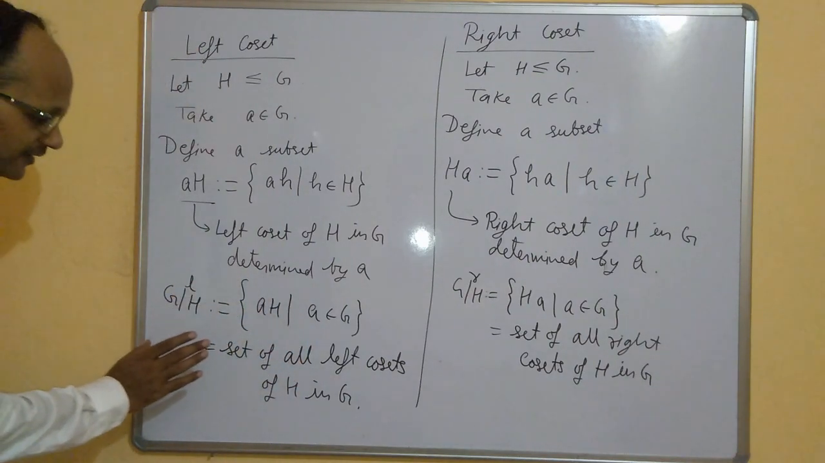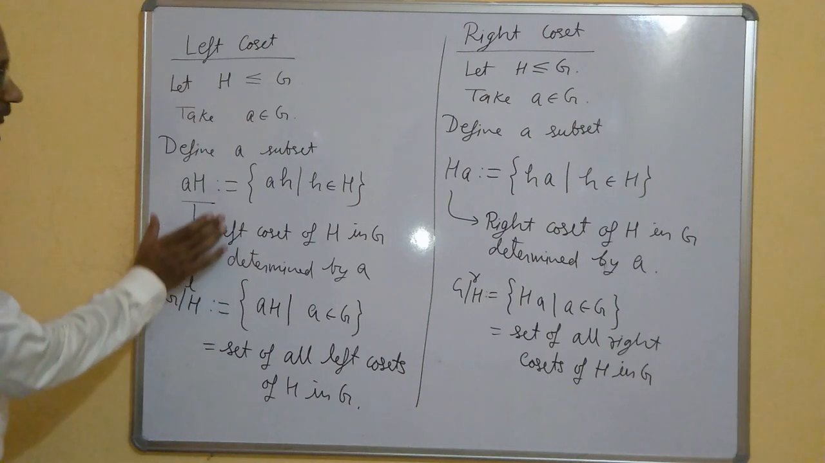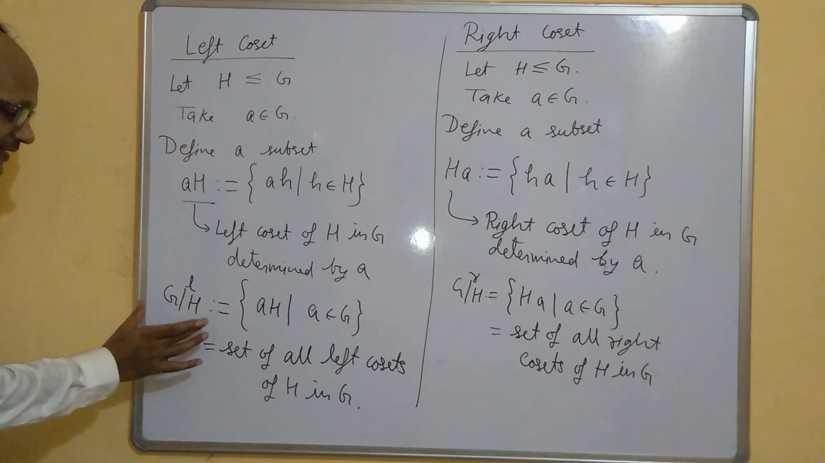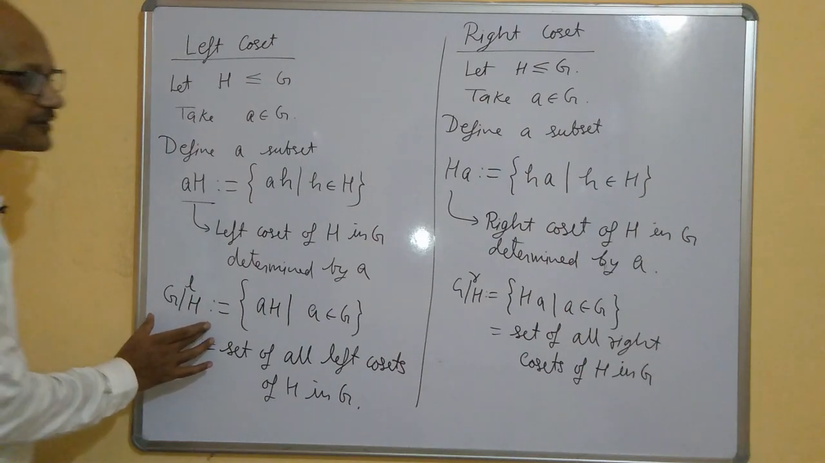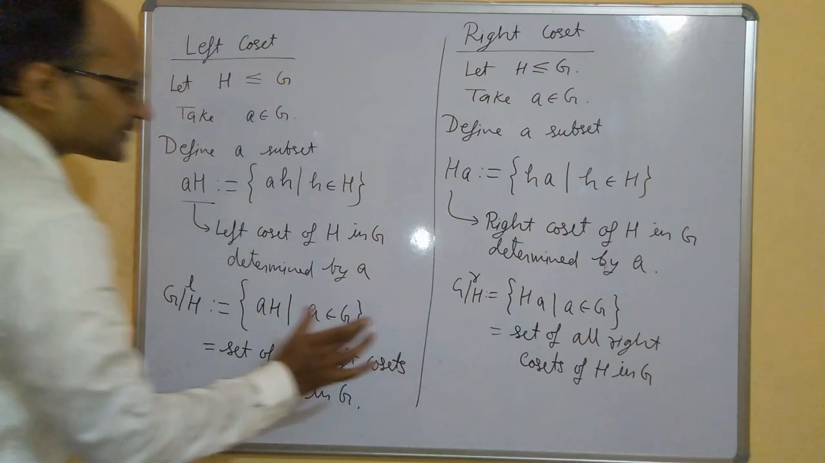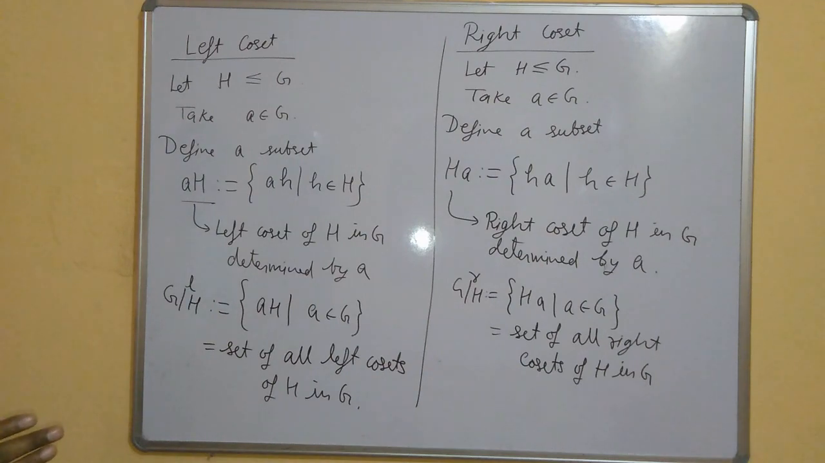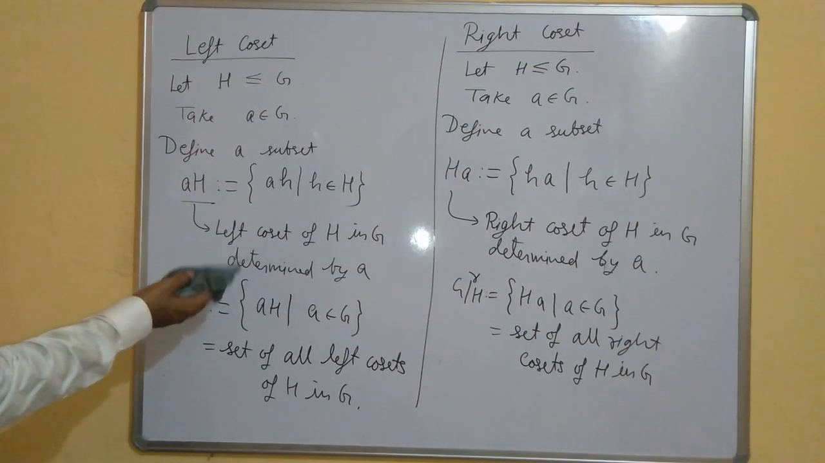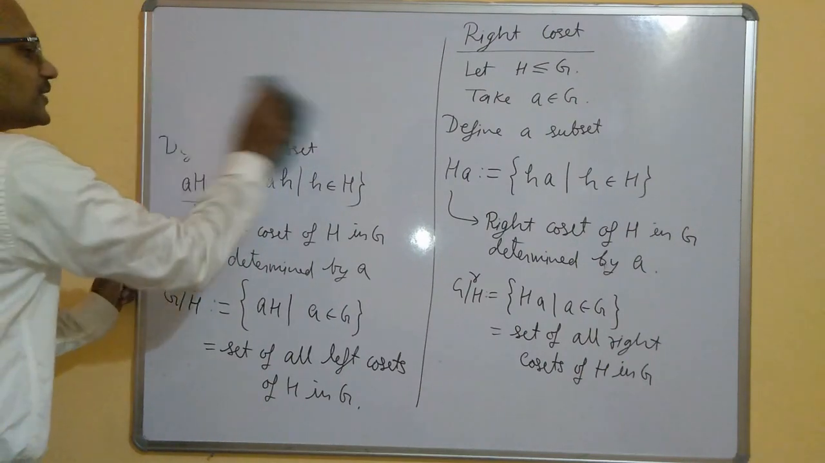Let us see it by example. We will see that a left coset need not be equal to a right coset. We will also see the set of all left cosets and set of all right cosets may not be equal, and in some cases they are also equal. So we will see it by example. Let us do some example.